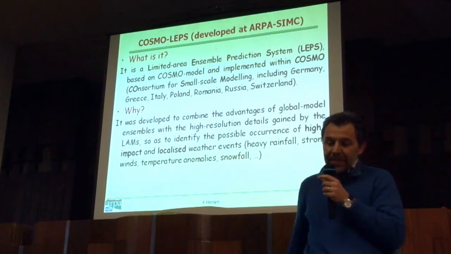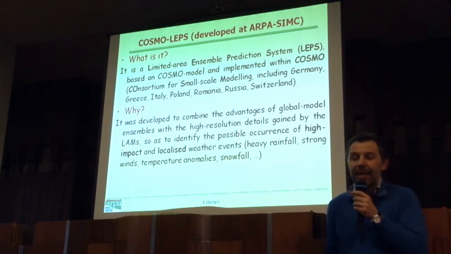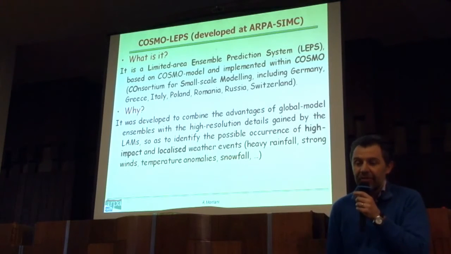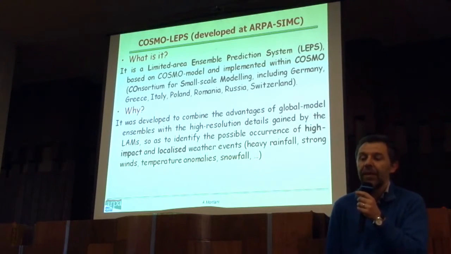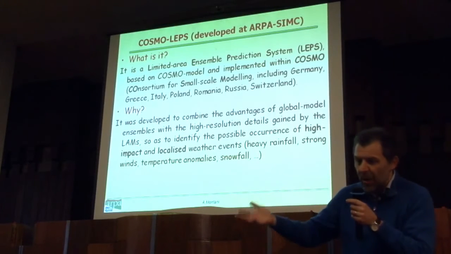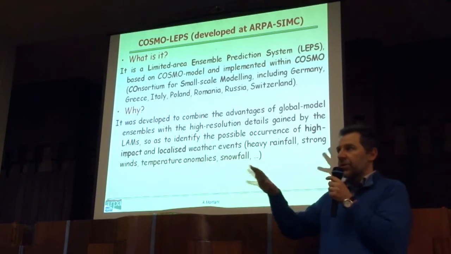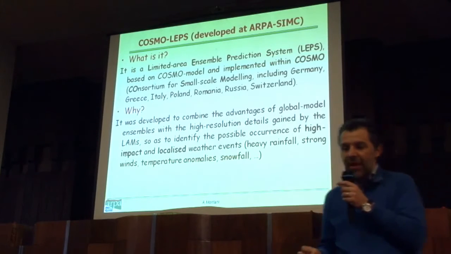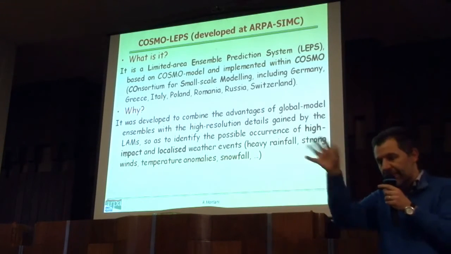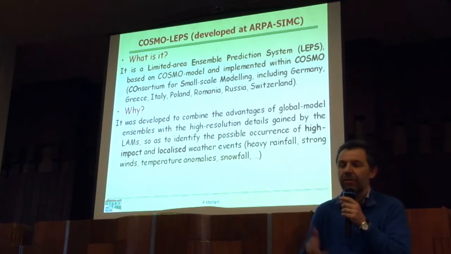So what did we develop at ARPA-SIM? We developed this COSMO-LEPS system, which is a mixture of 2 acronyms. LEPS stands for Limited-area Ensemble Prediction System, and COSMO stands for Consortium for Small-Scale Modeling. It's a consortium between national weather services, which includes Germany, Greece, Italy, Poland, Romania, Russia, and Switzerland. Israel may enter in 1 year or 2. It is one of the 3-4 big consortia which are in Europe. The others are HIRLAM, then there is UK Met Office, which is a bit on its own, and then the Aladin consortium and LACE. So there are just a few consortia in Europe of national weather services, and COSMO is one of them.